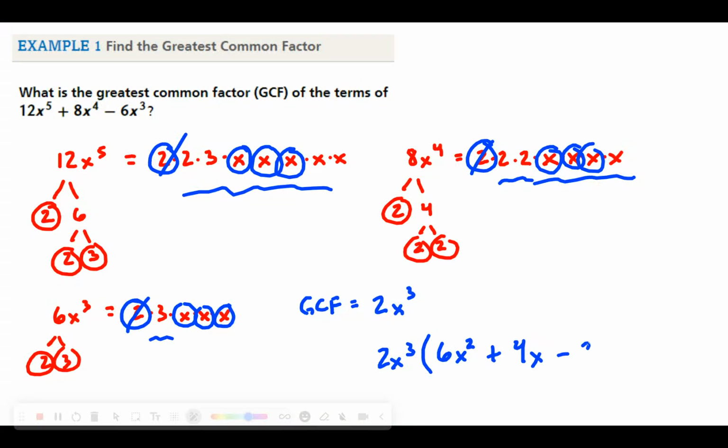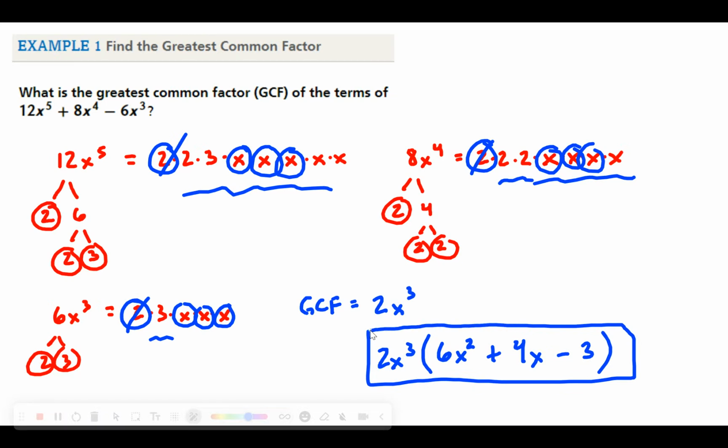And this is what we're going to be doing here today when we factor out a GCF. We're going to pull out the greatest common factor, and then we're going to leave what's left over. Now, when we talk about what's left over, there are two processes. The first process is we divide the coefficients and constants by the 2.